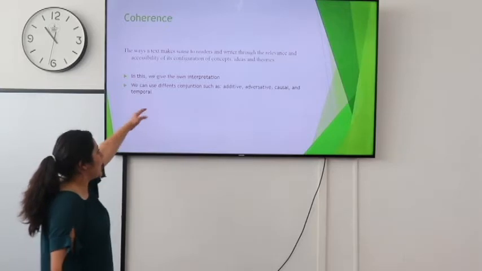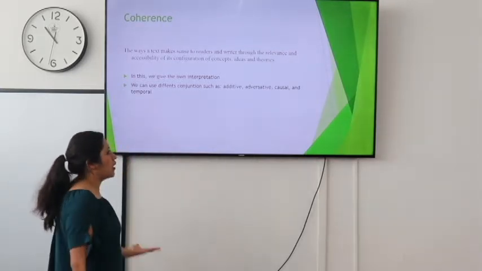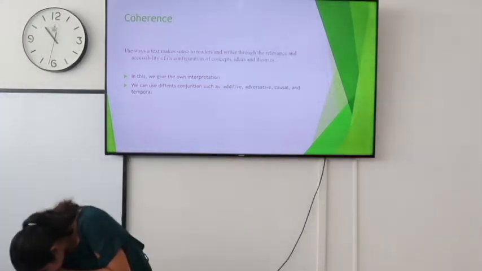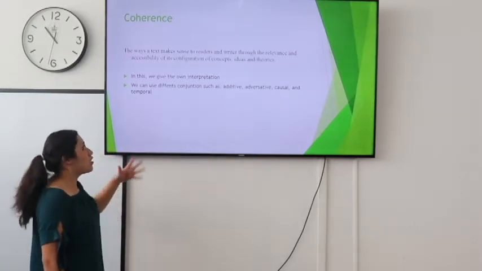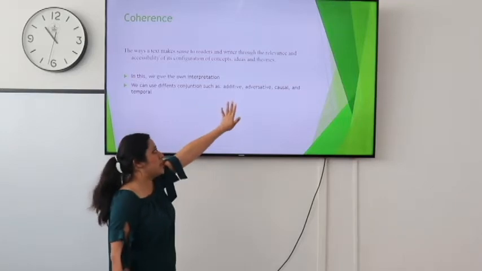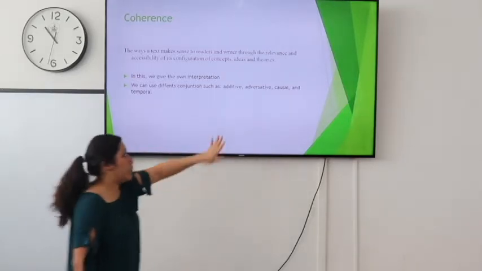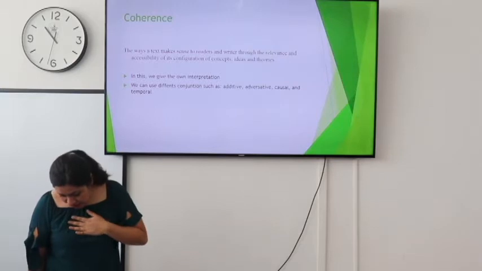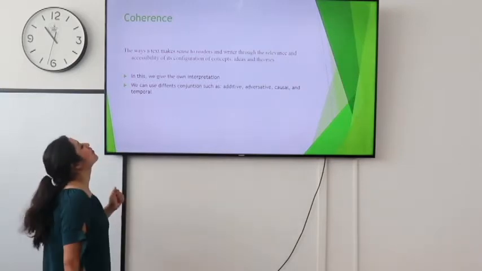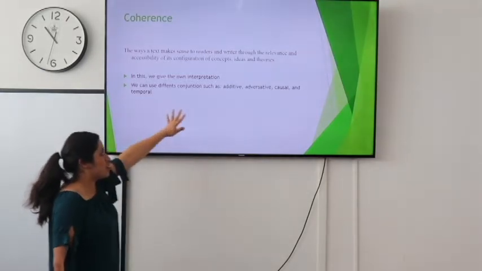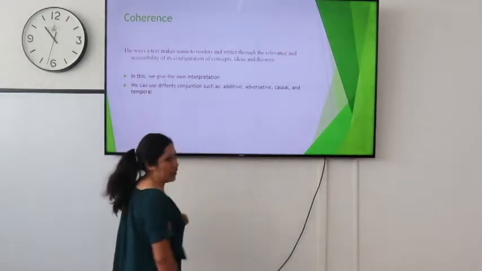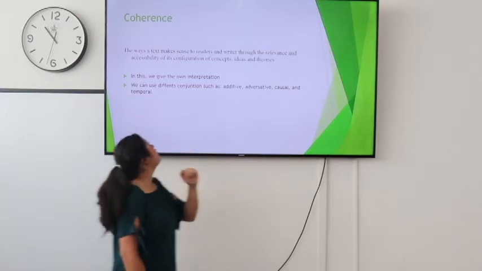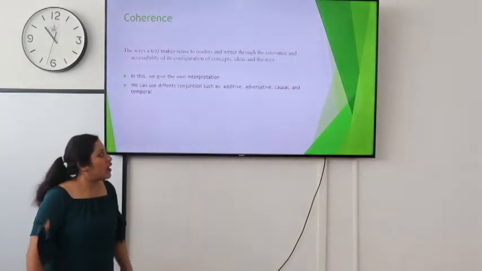Also, in coherence we can use different conjunctions such as additive, adversative, causal, and temporal. An additive can be "and," an adversative can be "but," a causal can be "so," and a temporal can be "then."